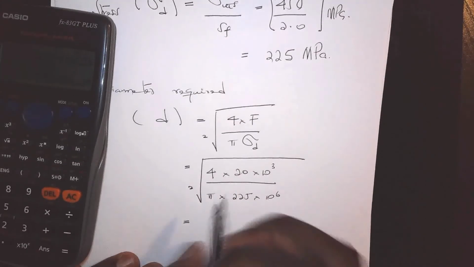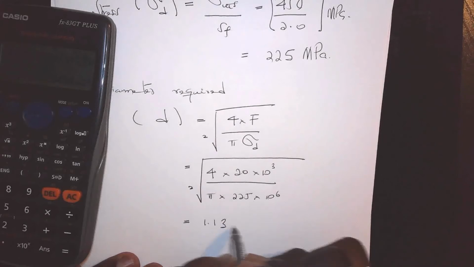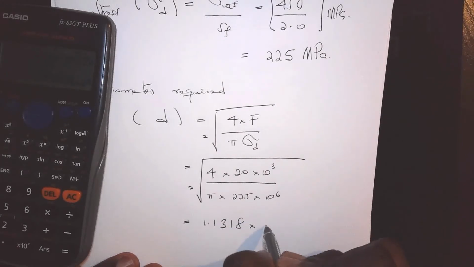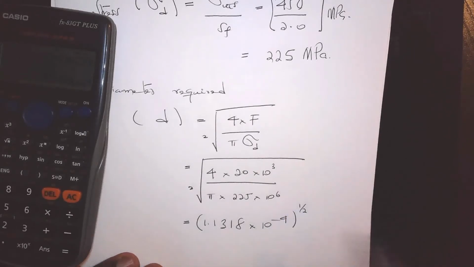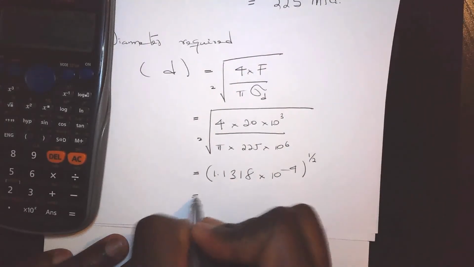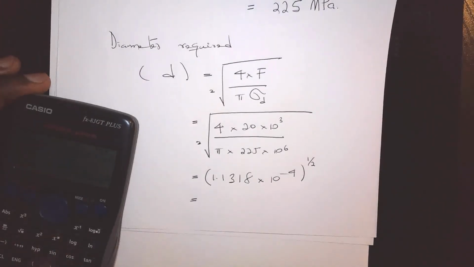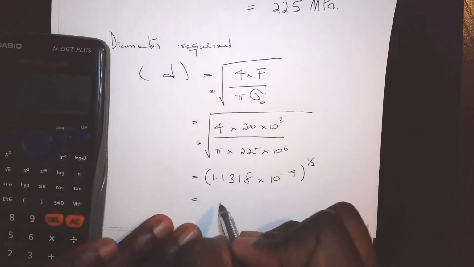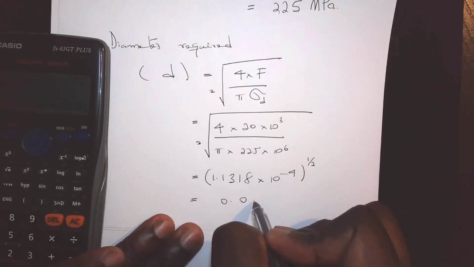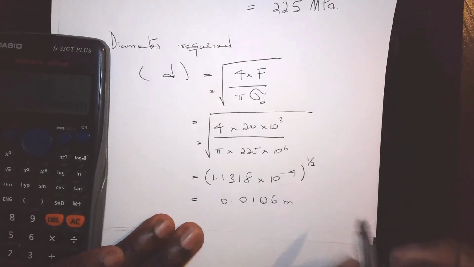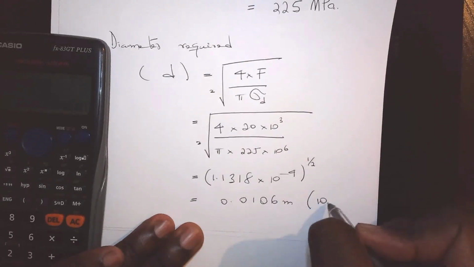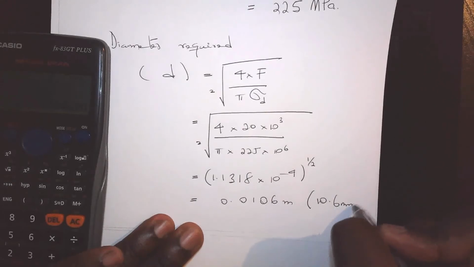And that gives 1.1318 times 10 to the power of 4, in brackets, to the power of half, or 0.5, it means the same thing. And if we do the needed computation, 0.25 for that, that gives approximately 0.0106 meters. It's approximately 10.6 millimeters.